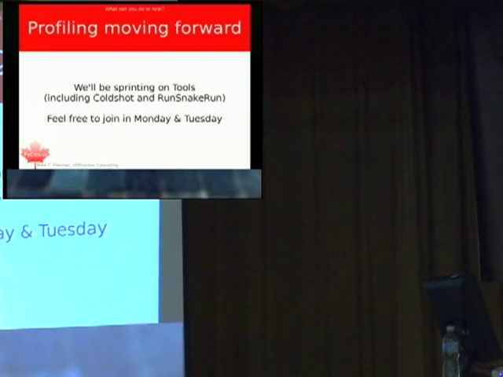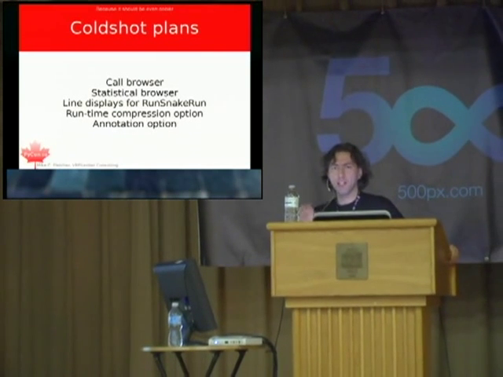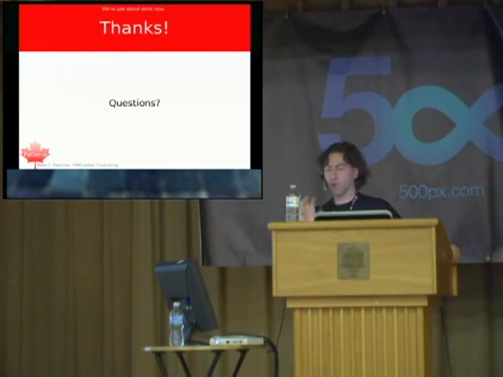And so, moving forward in profiling, I'd like to be working on tools this sprint, RunSnakeRun and maybe SnakeViz. ColdShot, because it's a tracing profiler, should be able to do a lot more interesting stuff. For instance, being able to go into an individual call and say, this is how much that individual call took, and break it down into more nuanced views of it.